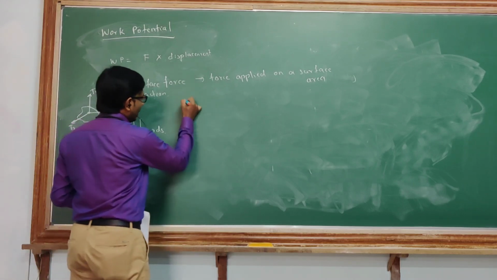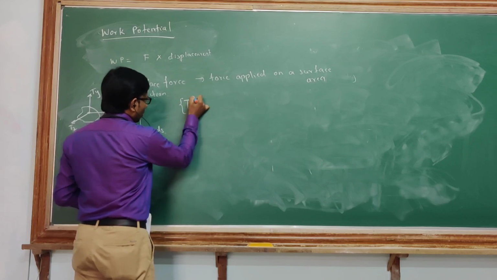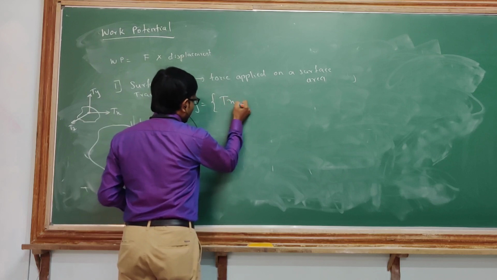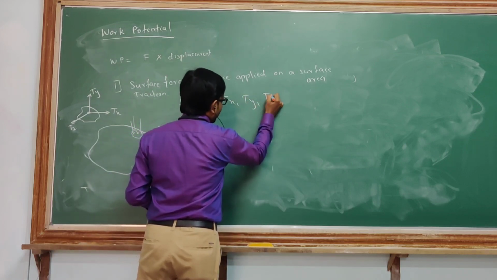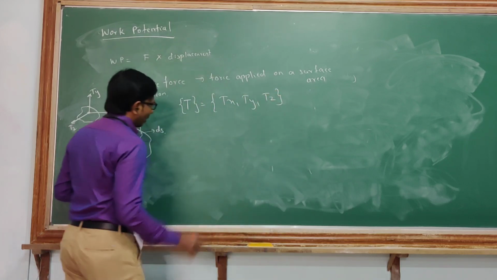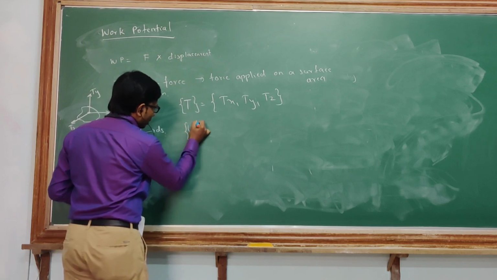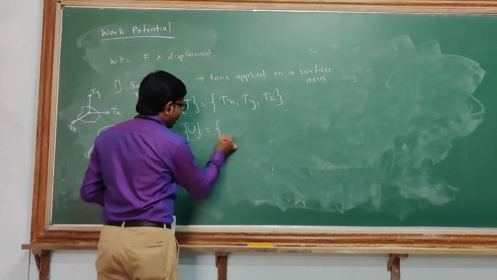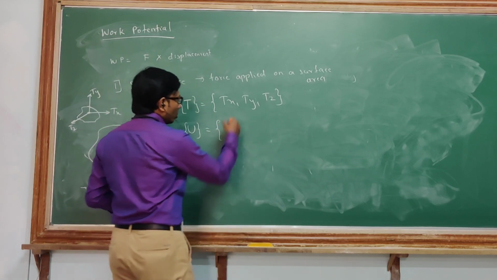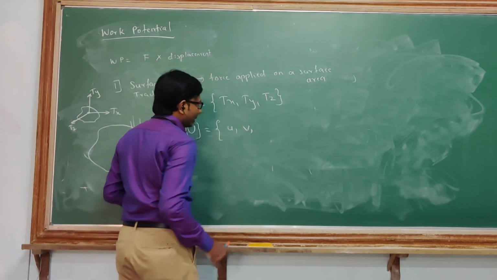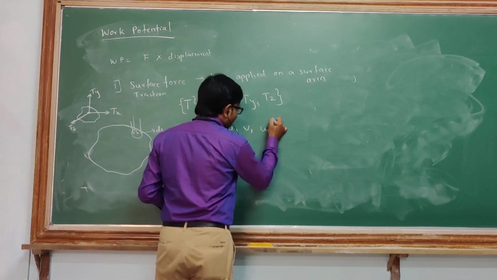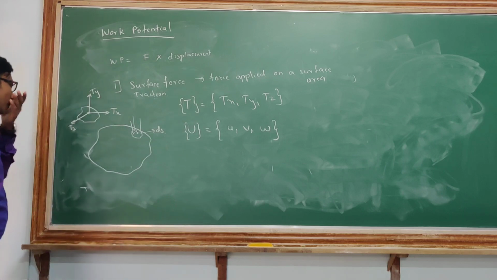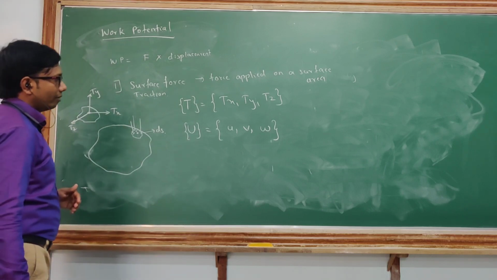So T as a general force can be resolved into Tx, Ty, and Tz. Similarly, u is the general displacement. Because of application of the Tx load, I will get a u displacement. Because of Ty, I will get a v displacement. Because of Tz, I will get a w displacement. These are the three displacements I will get.